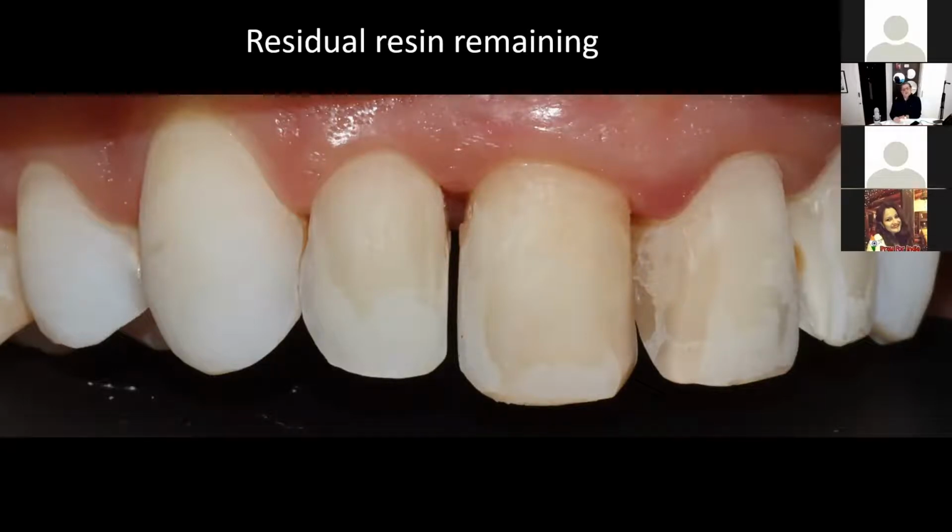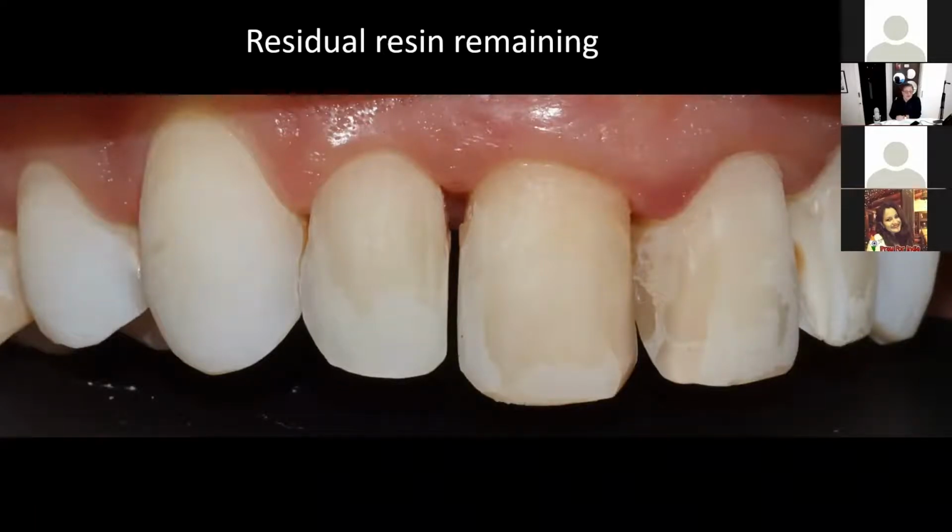Pumice may not remove this. Something else I would use: a fluted burr, or a sandblaster. Serene W has answered sandblaster. Very good. And you point the sandblaster down, not towards the gums, but down. I can easily sandblast this out.